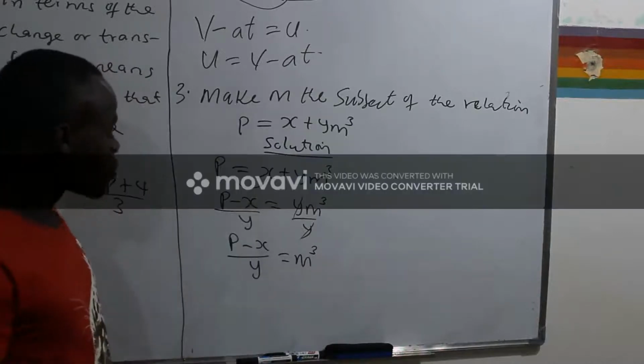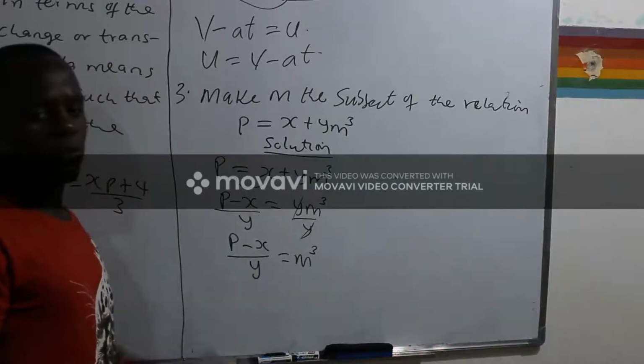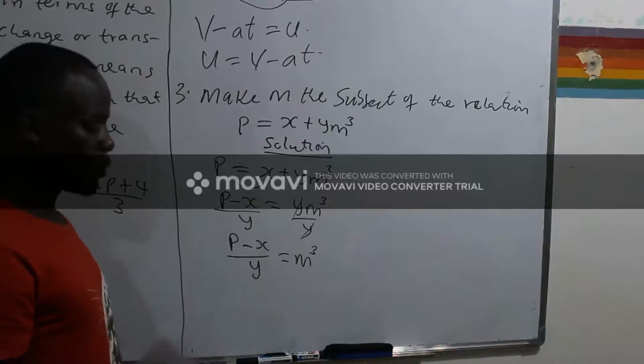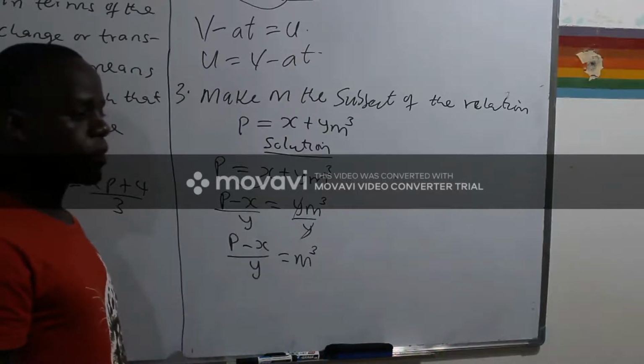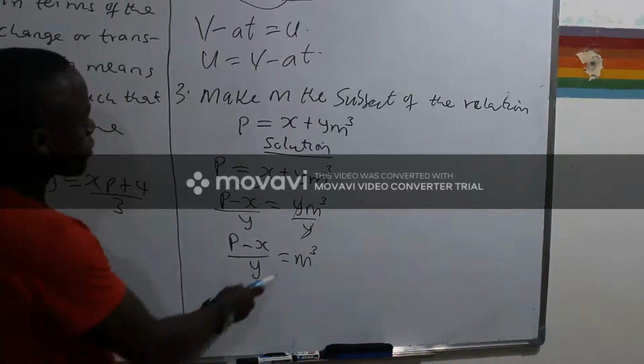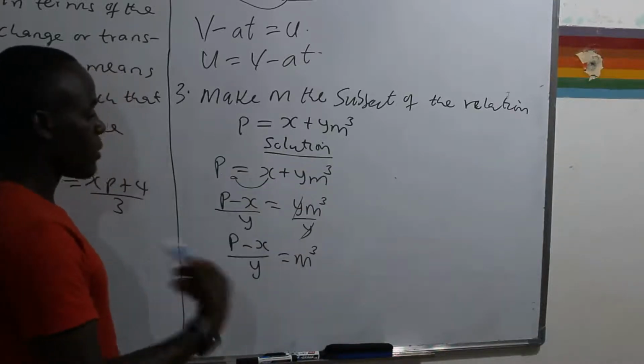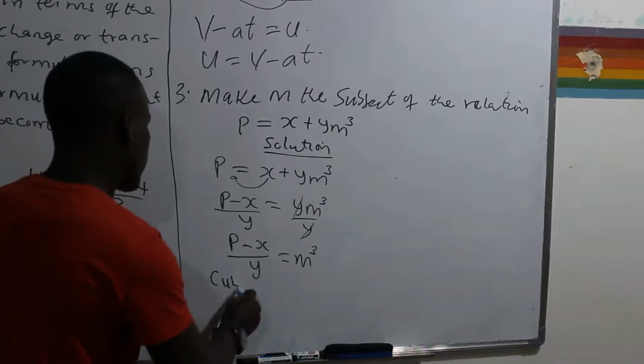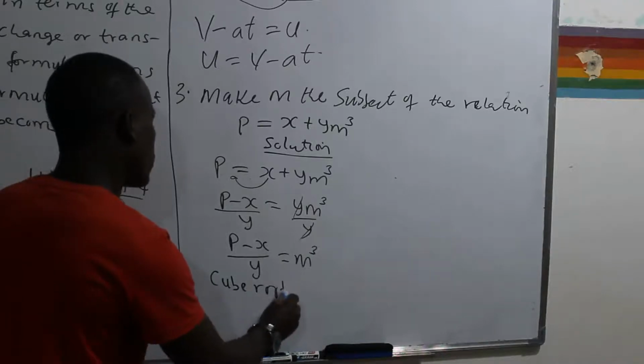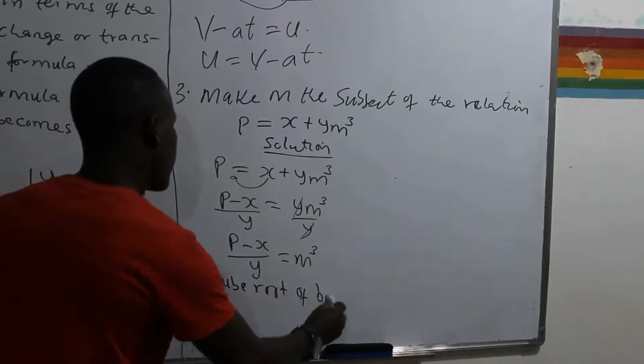But our question is to make M the subject of the formula, not M cube. So how do we deal with this M cube? First, to be able to cancel this cube, we are going to take the cube root of both sides. That is, take the cube root of both sides. Very important.